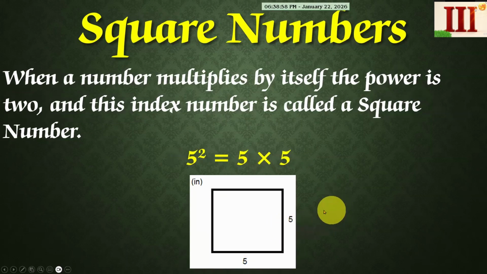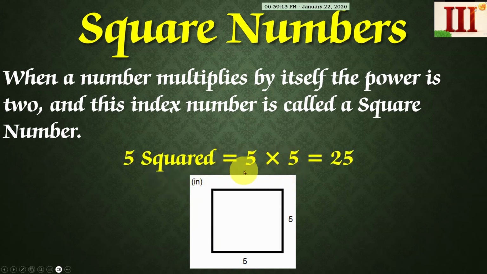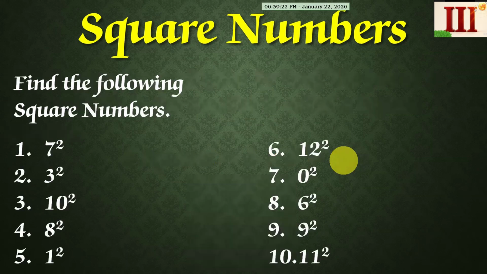So this is a square number, because when you multiply the number by itself, you're going to end up with a square number. So 5 squared, which is index form, can be expanded as 5 times 5. And so when we multiply 5 times 5, we get 25. So the number 25 is a square number. So if you were asked to find square numbers, you just multiply the number by itself. 7 squared, 49. 3 squared, 9. 10 squared, 100. You'll have a calculator, or if you are a BGCSE student, just multiply the number by itself to get your square numbers.